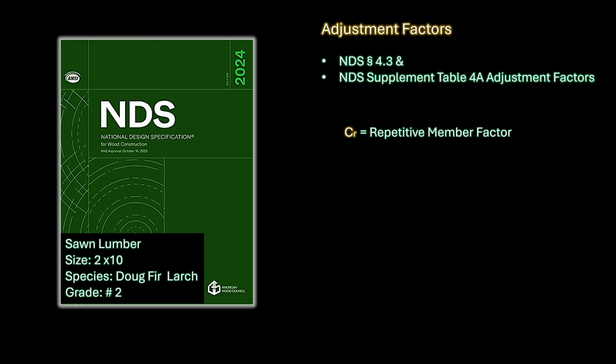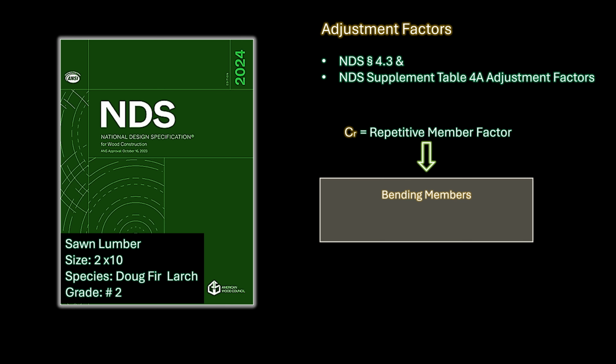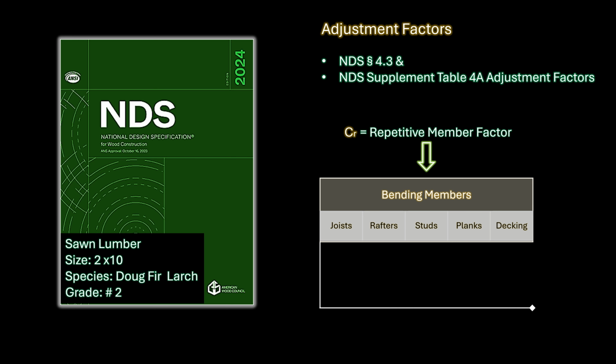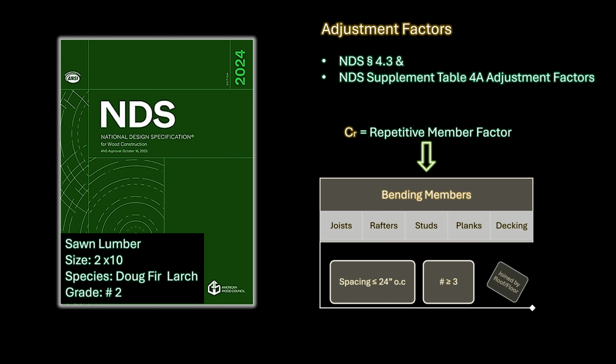The repetitive member factor applies to bending members that are used, such as joists, rafters, studs, planks, and decking that are spaced not more than 24 inches on center and are not less than 3 in number and are joined by a roof, floor, or other load distributing elements. Therefore, for this project, we will use a repetitive member factor of 1.15.